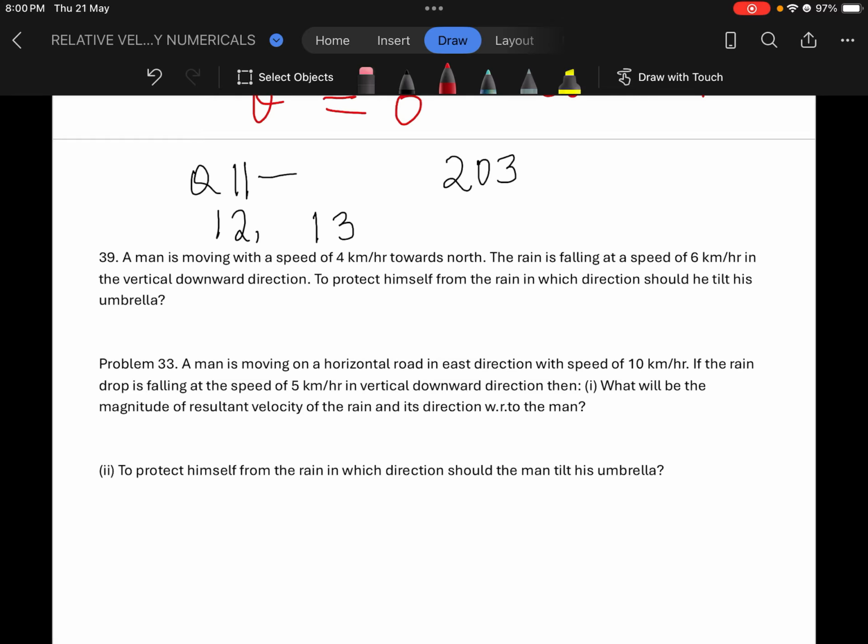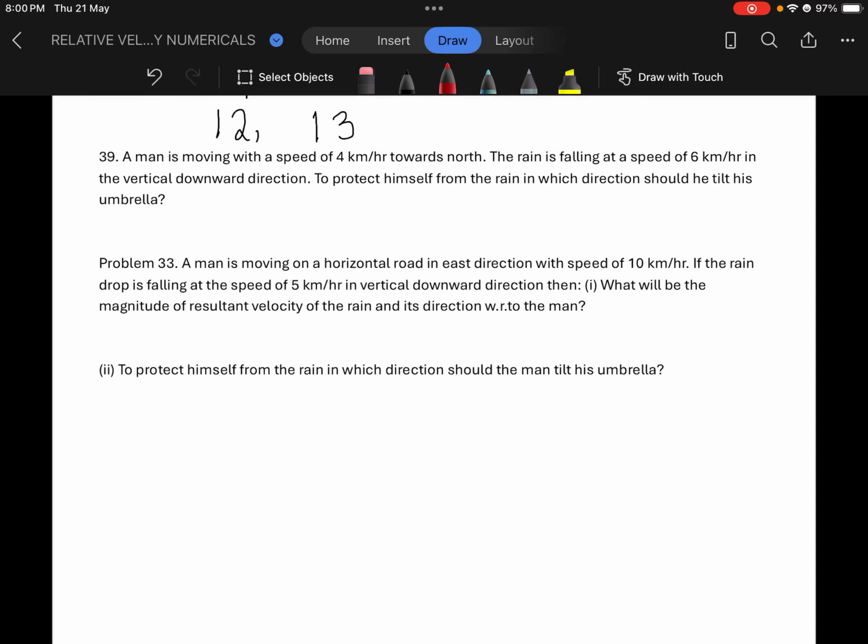Now here a man is moving. This is a rain problem. A man is moving with a speed of 4 kilometer per hour towards north, and the rain is falling at a speed of 6 kilometer per hour in the vertically downward direction. The man is going with this speed in the north, and the rain is falling vertically down in this direction. To protect himself from the rain, in which direction should he tilt his umbrella? You have to find this.